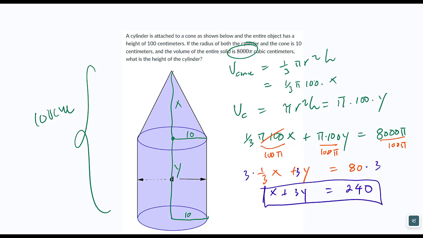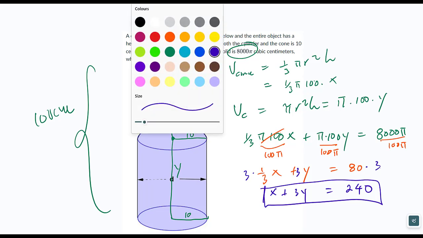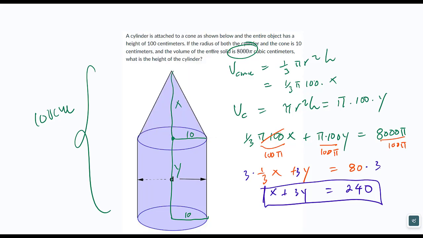Now for my second equation, I know that the total height is 100. Because the total height is 100, and the height of the cylinder is y and the height of the cone is x, I know that x plus y is also equal to 100, and that's going to be my second equation.